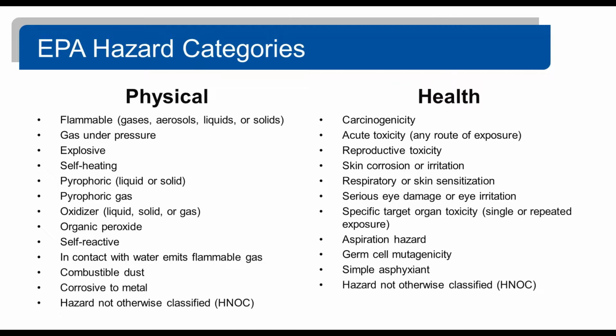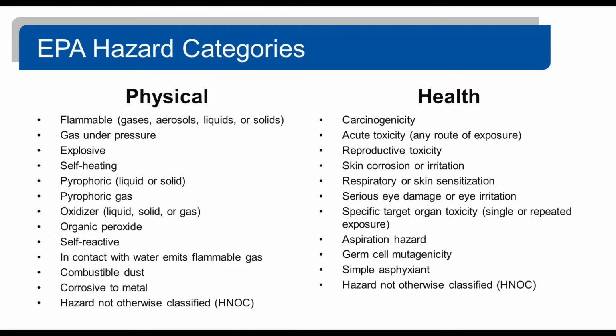Simple asphyxiants, germ cell mutagenicity, aspiration hazards, specific target organ toxicity, serious eye damage or eye irritation, respiratory or skin sensitization, skin corrosion or skin irritation, reproductive toxicity, acute toxicity, and carcinogens are also identified under the health category. So 2 main groupings, and a much more expanded hazard description starting this year. So keep that in mind as you go to update your chemical inventories and your hazardous material business plans.